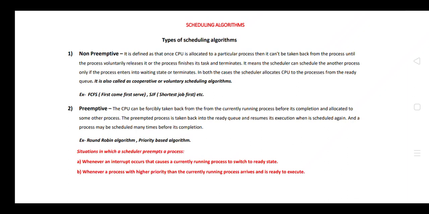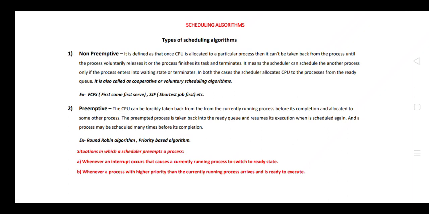Now the next type is the preemptive scheduling algorithm. In preemptive scheduling, the CPU can be forcibly taken back from the currently running process before its completion and allocated to some other process. The preempted process is taken back into the ready queue and resumes its execution when it is scheduled again, and a process may be scheduled many times before its completion.